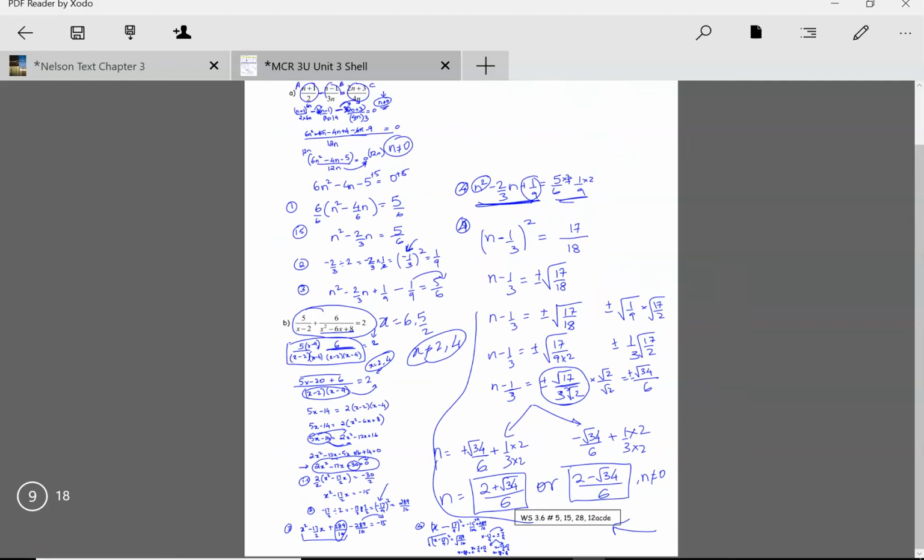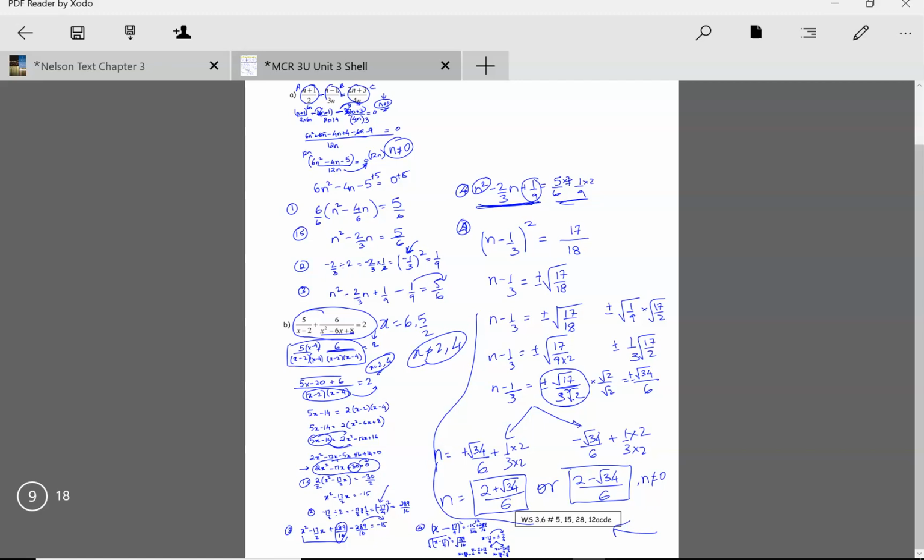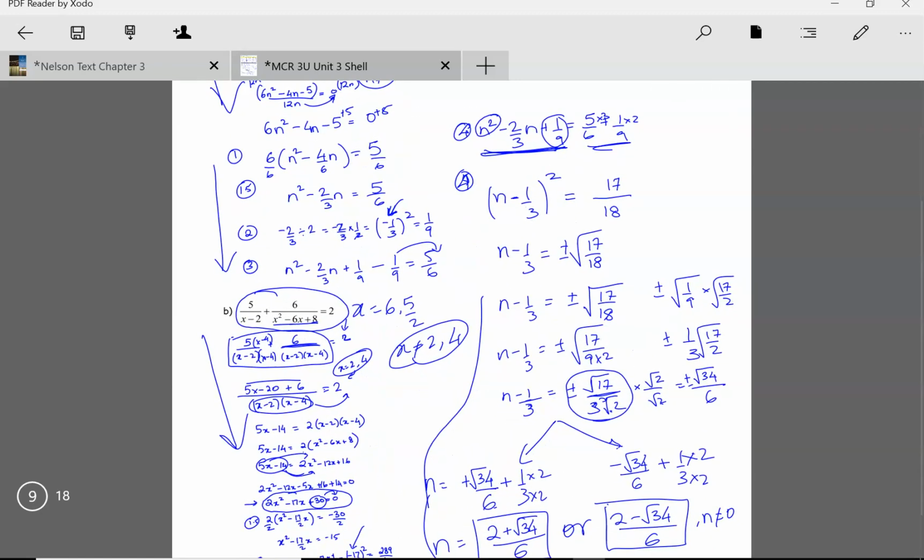Again, this was kind of complicated because we had a couple of extra steps to do before we got started with completing the square, but hopefully we're getting used to solving quadratic equations by completing the square at this point.